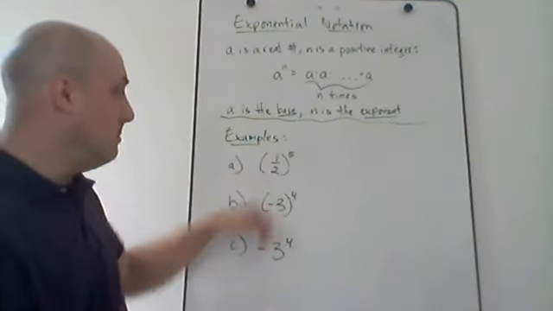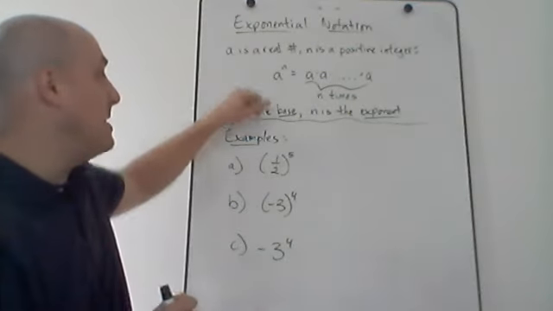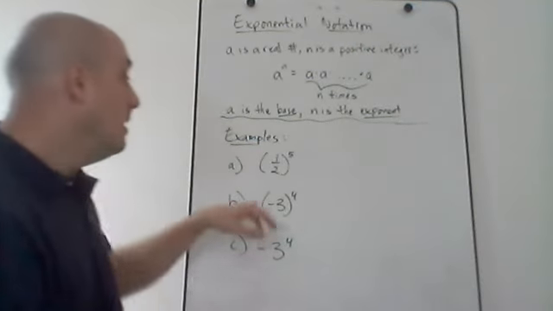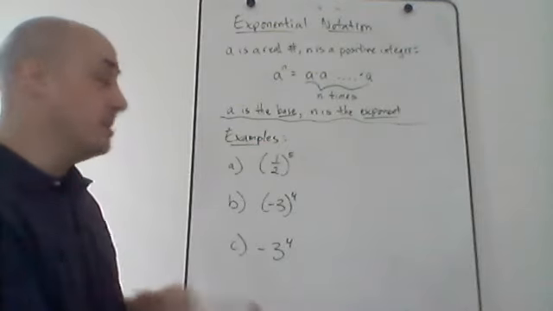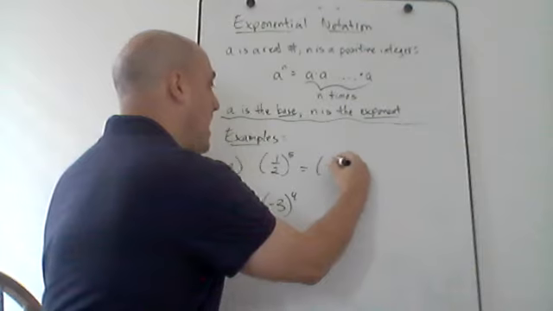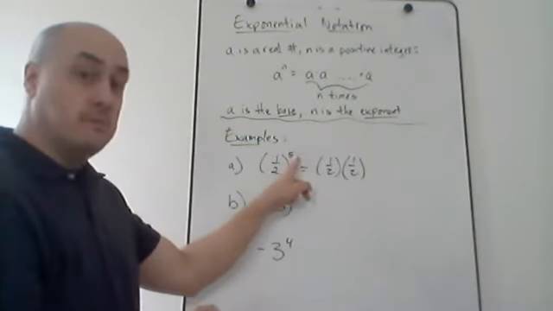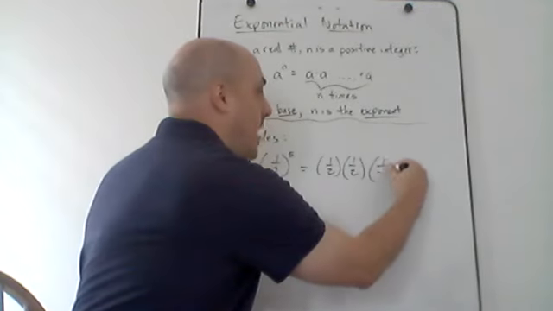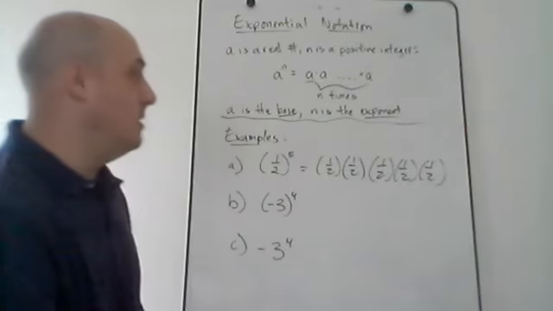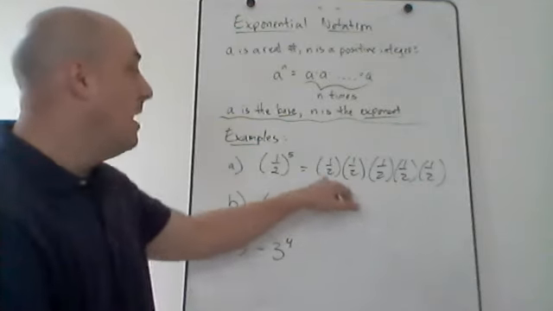So example A here, I have 1/2 to the 5th power. Remember, the base can be any real number: positive number, negative number, fraction, decimal, it doesn't matter. Any real number, we can apply an exponent to it. So 1/2 to the 5th power means I'm taking that base number of 1/2 and I'm multiplying 1/2 times itself 5 times, because my exponent is 5, that tells me how many times to multiply this 1/2. So it's 1/2 times 1/2 times 1/2 times 1/2 times 1/2.